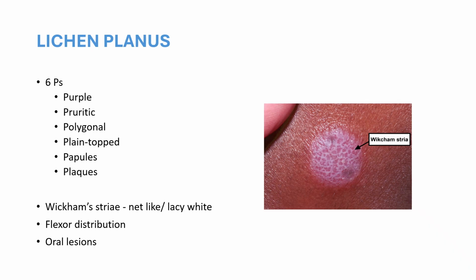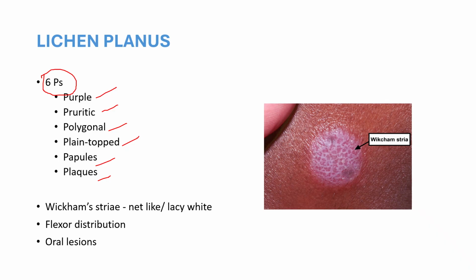Okay, now coming to lichen planus. Lichen planus, we classically say it as 6 Ps, that it is purplish, pruritic, polygonal, plain topped, papules or plaques. So these are the different morphologies that you can see. It can be plain topped or papules or plaque. We've discussed the morphology of lesions in the first part. You can go back and see what is a macule, what is a papule, what is a plaque.